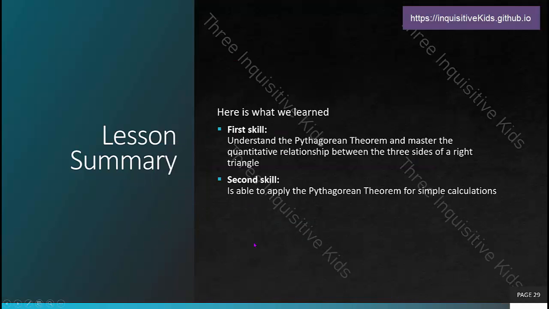So let's look at the two skills we worked on today. Understand the Pythagorean theorem, mastering the quantitative relationship between the three sides of a right triangle, and be able to apply the Pythagorean theorem for simple calculations. So I hope you enjoyed this lesson today, and next time we will be on part 2 of the Pythagorean theorem.